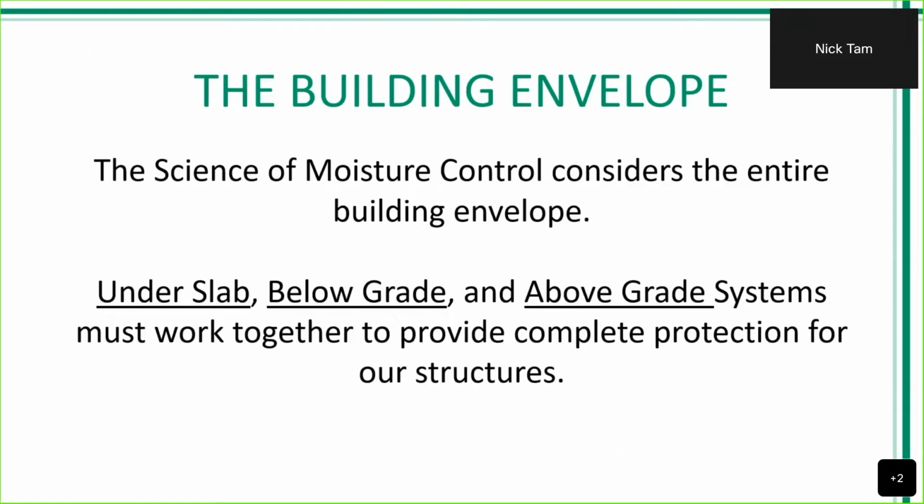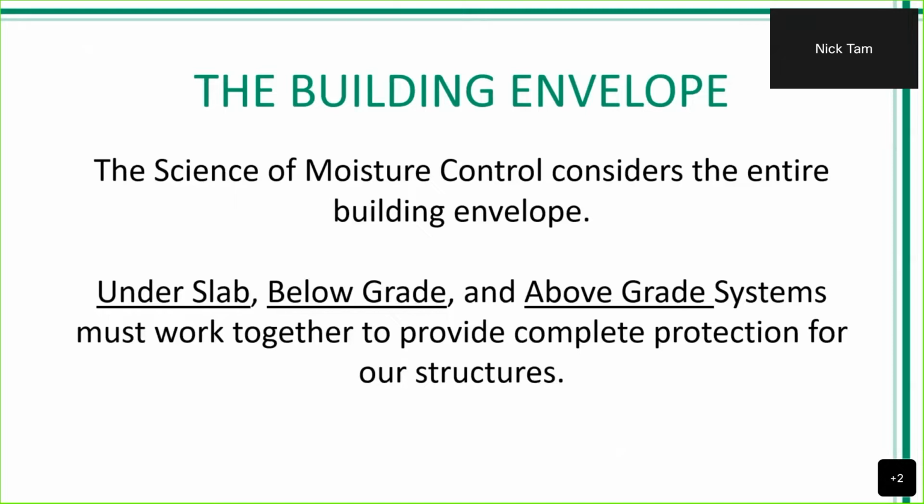When discussing the building envelope, we don't want to take into account just one side of our structure. We want to take into account all six sides, which is going to include the underslab, the below grade, as well as our above grade systems. The science of moisture control considers the entire building envelope.